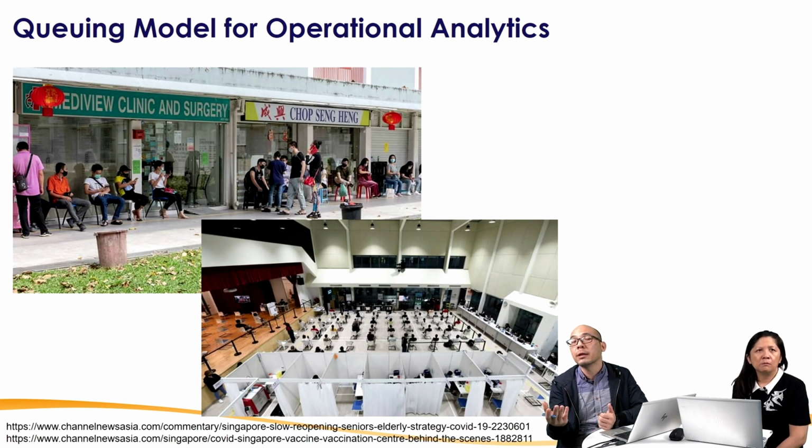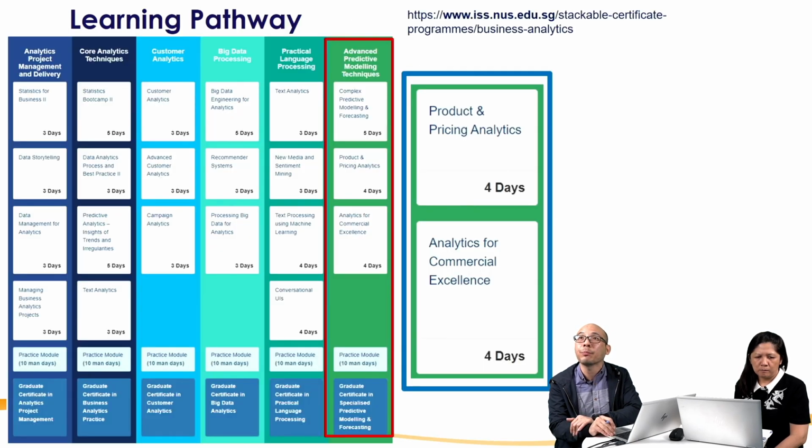The other example is how many beds to be prepared, normal beds or those meant for ICU, due to the surging number of COVID cases in the past 2 years. So in this situation, the queuing model can be used to further optimize the operational aspect of the organization. With that, overall, we'll be able to improve commercial excellence.